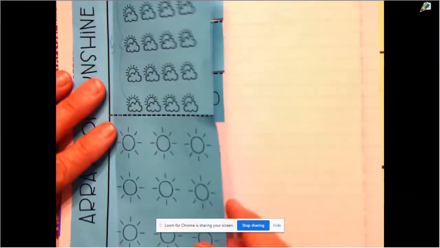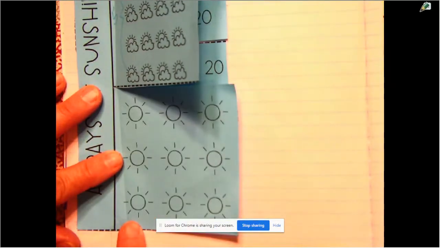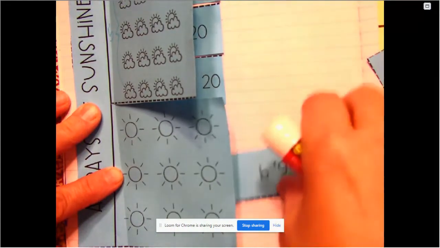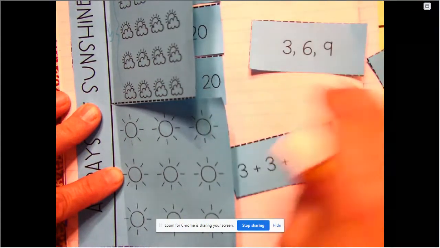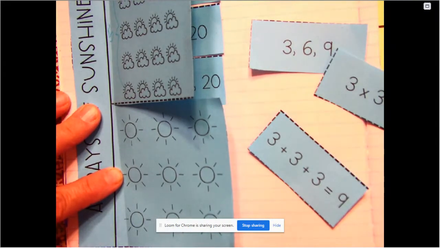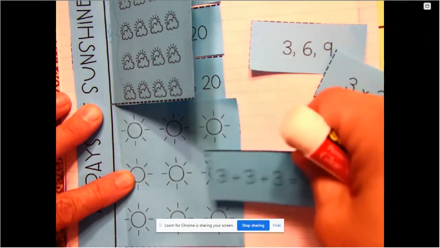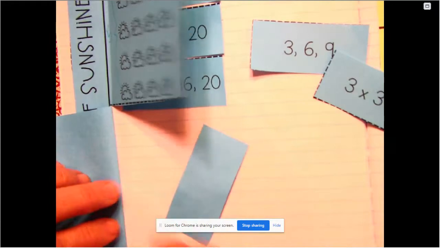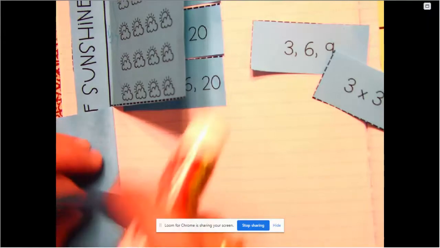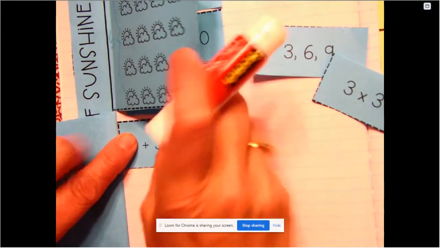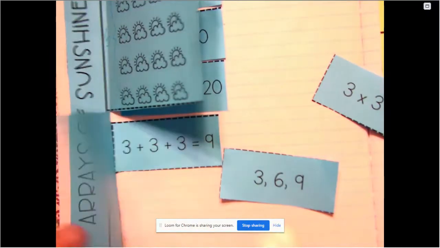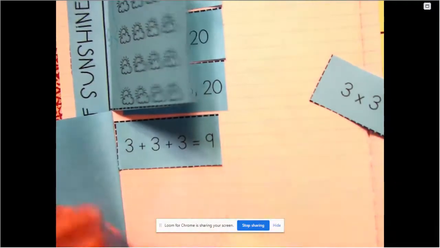Okay, on this one, we have 1, 2, 3 sons, 1, 2, 3 in each group. So let's look at what we have left. We have 3, 6, 9, 3 plus 3 plus 3 equals 9, and 3 times 3 equals 9. So let's look at this one. 3 plus 3 plus 3. That works. Put that in here. Kind of tight, nice and tight. Okay, skip counting. 3, 6, 9. Okay, that goes in here.